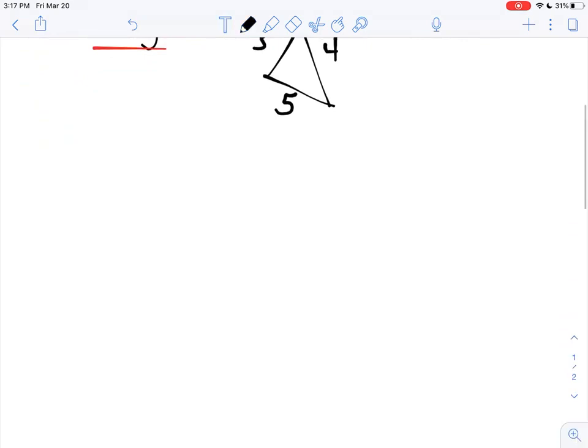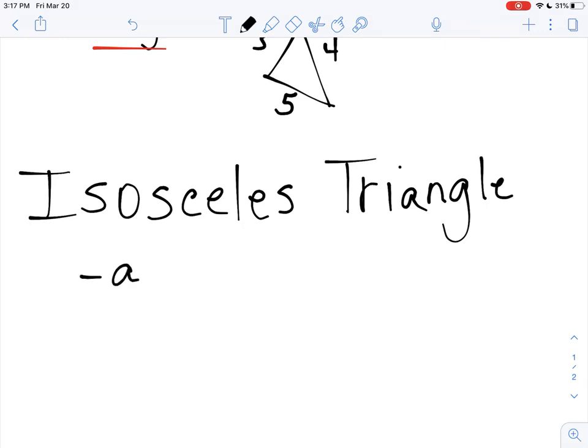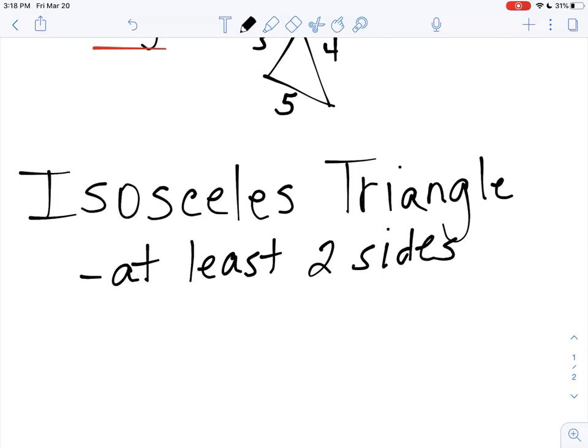All right, our next kind of triangle we're going to look at is called an isosceles triangle. Say that word with me, isosceles triangle. It's another kind of silly sounding word, but an isosceles triangle is a triangle that has at least 2 sides that are the same length. So an isosceles triangle, this is important to remember, at least 2 sides that are the same length.